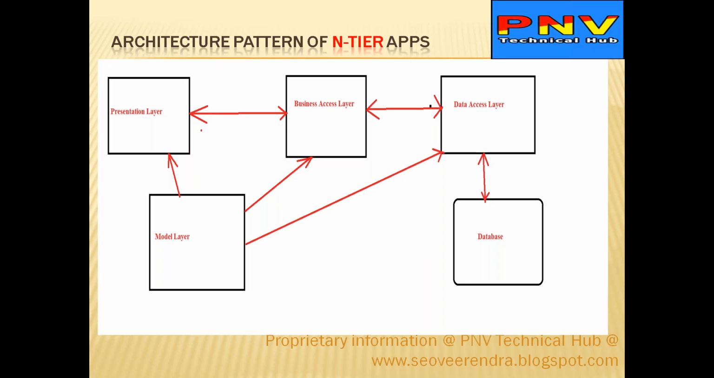This is the basic architecture pattern for your entire app. So basically we interact with the presentation layer. We pass an input to the presentation layer, and then that input will be forwarded to the business access layer, and then to the data access layer, and then to the database. Finally the database generates a response, which is forwarded to the data access layer, then to the business access layer, and then to the presentation layer. Internally your model has an inbuilt interaction between your presentation layer, business access layer, and data access layer. So that's how the communication goes on within your entire app.